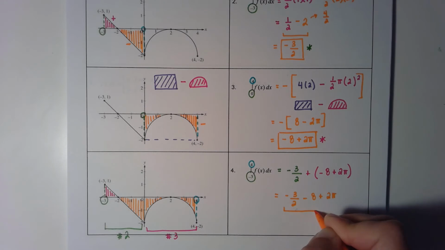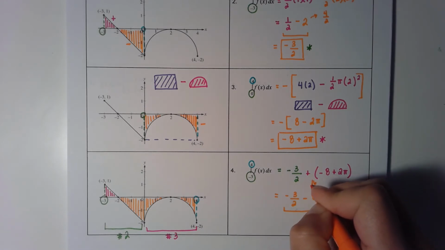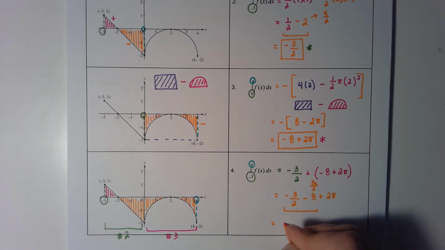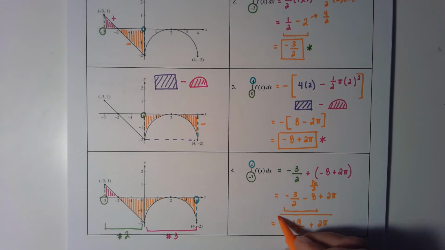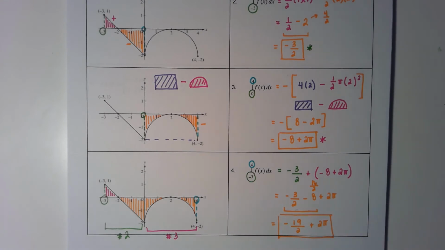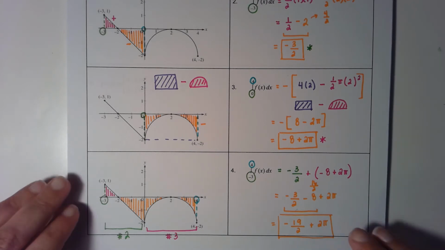I can combine these numbers. So 8 is really 16 over 2, which means I get negative 19 over 2 plus 2 pi. The reason I'm not combining that with the 2 pi is that the 2 pi obviously has a pi in it. So it's kind of like not like terms. It doesn't combine with the terms that don't have pi's.